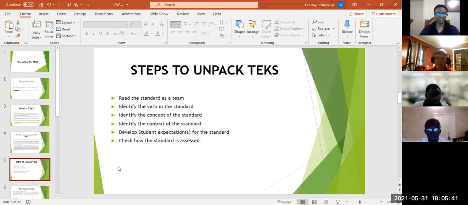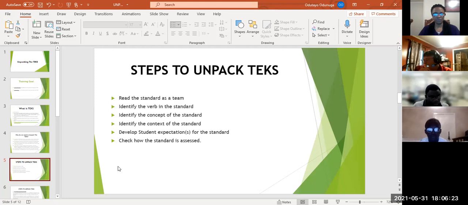Steps to unpack TEKS. We're going to go through these steps one at a time. Read the standard as a team. It's important to have team knowledge. Even though you might be teaching the same subject, it's important for you to understand how your teammate sees the TEKS that you are trying to unpack. So this is like brainstorming on a particular TEKS that you're going to teach your students.